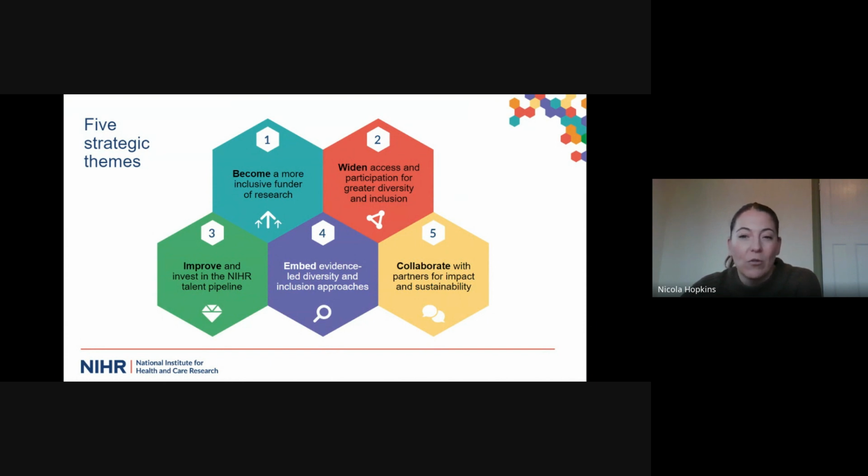We've also worked with other funders and organisations in the sector to develop a statement of intent for our approach to sex and gender, recognising the importance of research taking into account these characteristics going forward. So that's a brief summary of some of the work that we're doing at the moment.